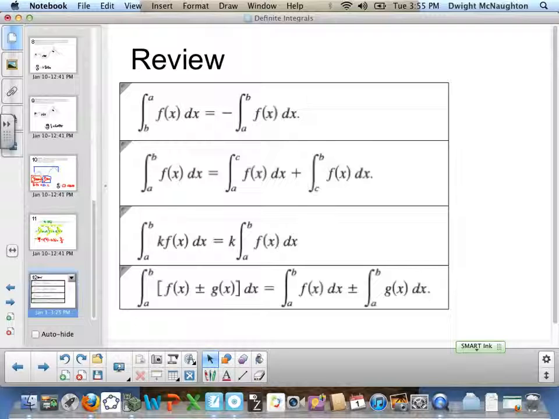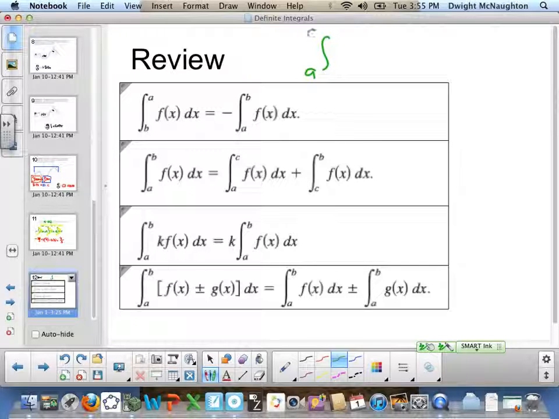There's one more I forgot to put here. The antiderivative from A to A of f of x with respect to x is 0, because basically you're looking at a rectangle with no width.